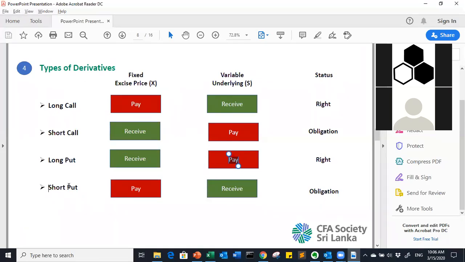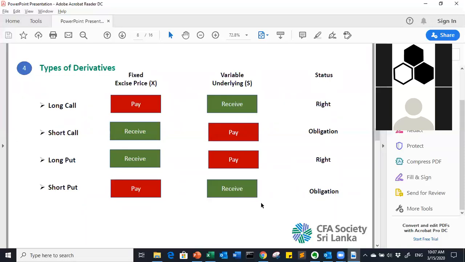If instead you're the short party, you're short on the put option, that means that you're the party who, if the long party decides to exercise this, has to give that person the fixed price on this asset, and you take delivery of that variable asset. Okay, so that's why they have to pay fixed and they receive the underlying asset. So they have an obligation.